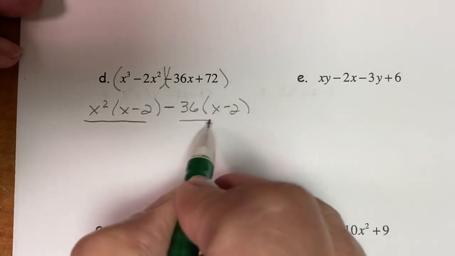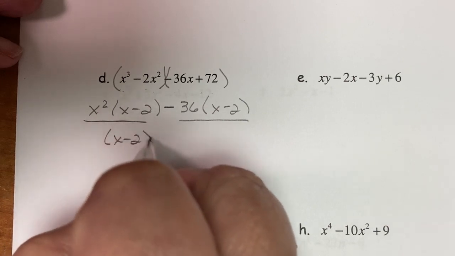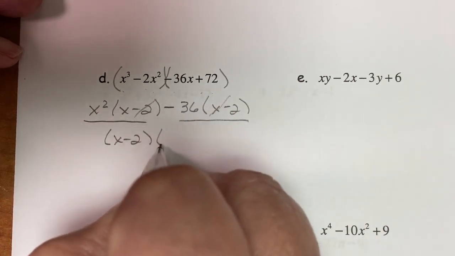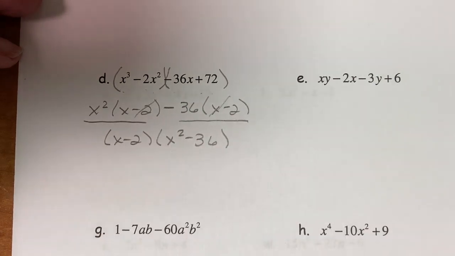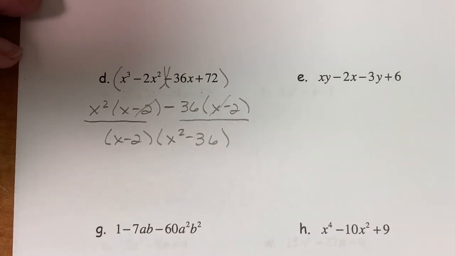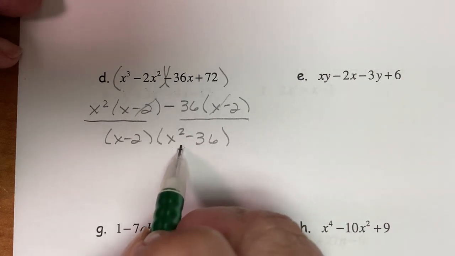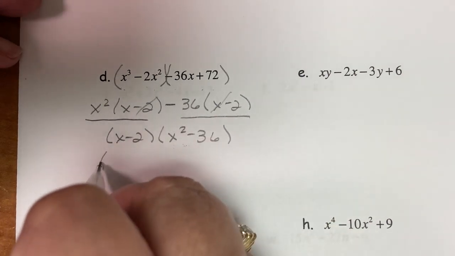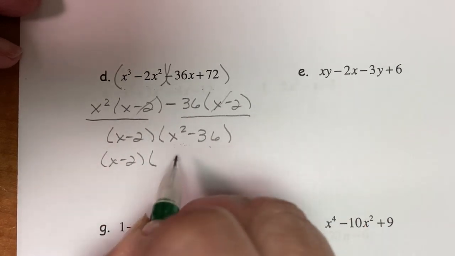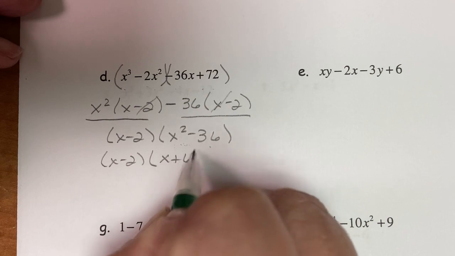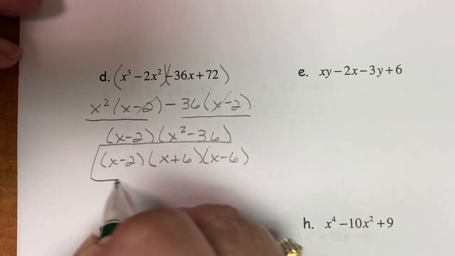Now, remember, for grouping, I look at that as 2 big terms, so it's going to give me an x minus 2. When that's gone, I'm left with x squared minus 36. And the question is, am I done? Hopefully you realize, no, I'm not, because this can be factored further as a difference of two squares. It factors into x plus 6 times x minus 6.